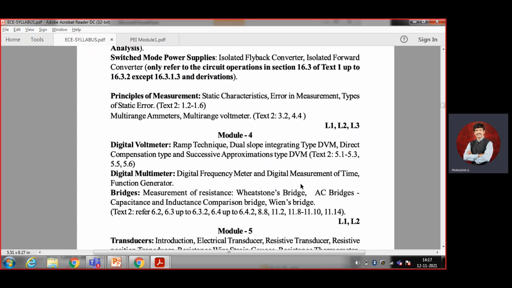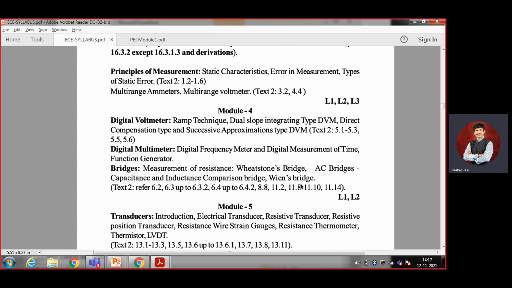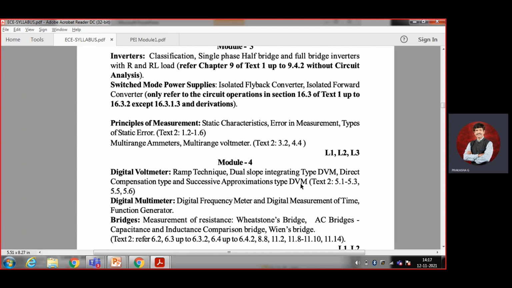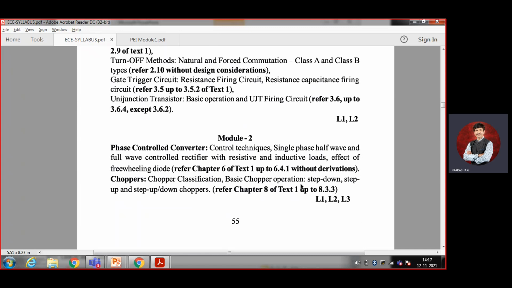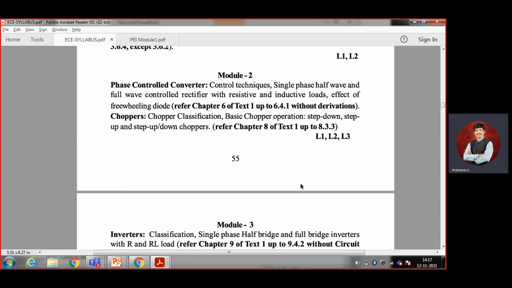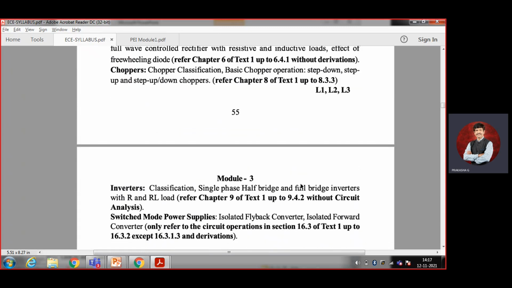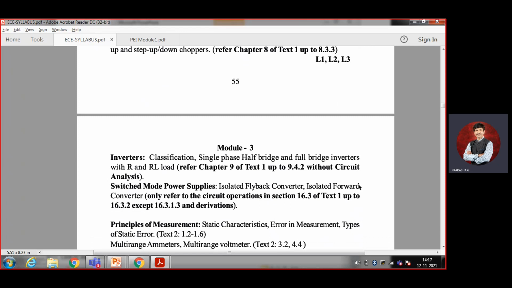The last, fourth module is easy: voltmeters, multimeters, and all. The third one is also okay. Classification of single phase, half bridge, full bridge rectifiers, you have studied. Once the first module is thoroughly known, the other modules will be easy. The next modules are all based on the first module only.